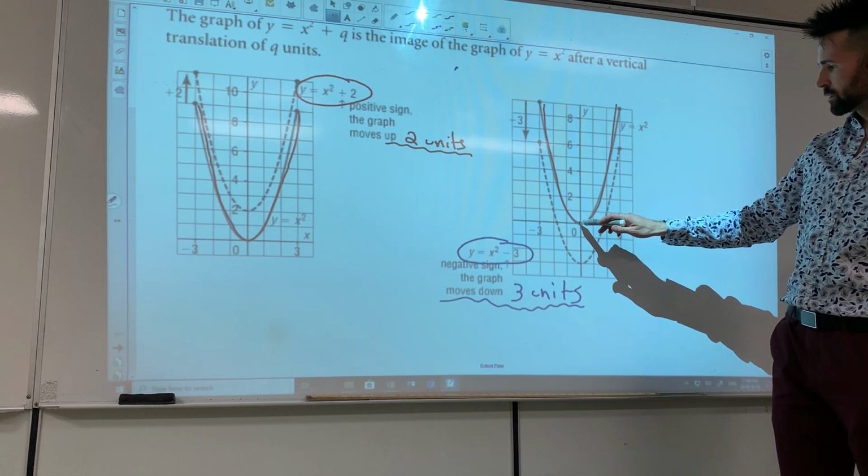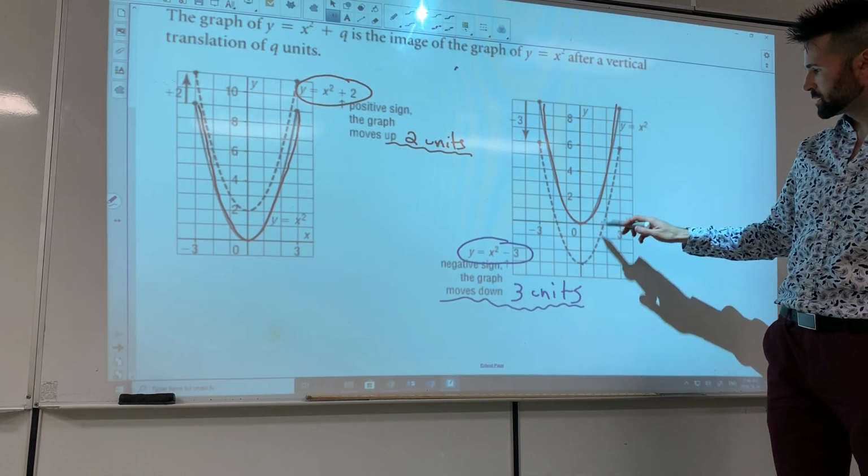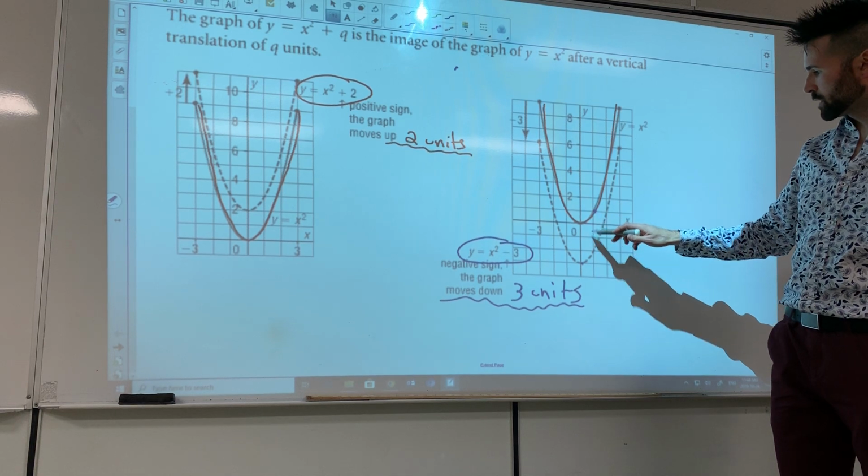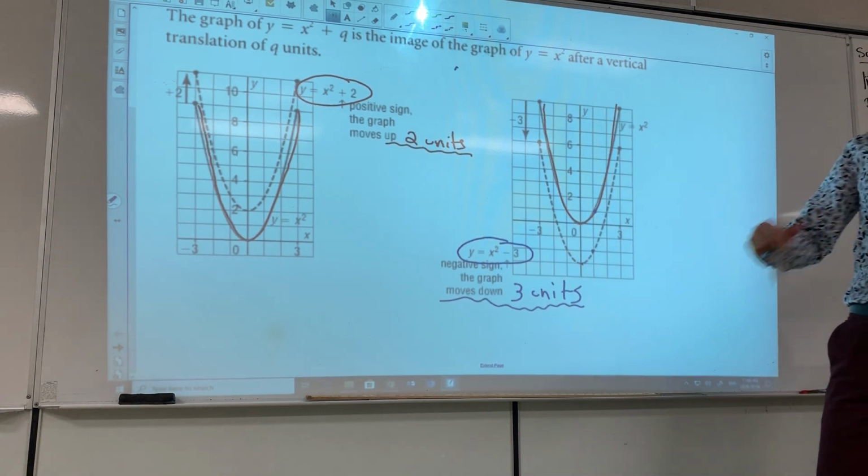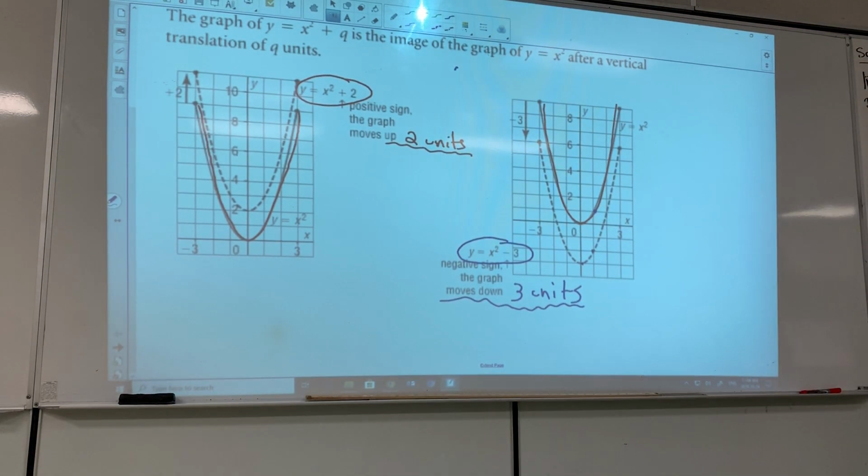Okay, really quick, check out the vertex. 1, 2, 3, there it is. Check out this point here, 1, 1. 1, 2, 3, there it is. So everything just shifts down 3 units. Okay, easy peasy lemon squeezy. Excellent. Next slide.